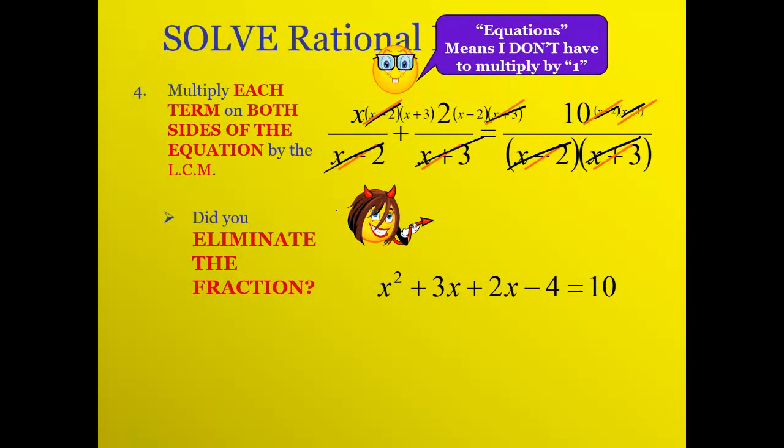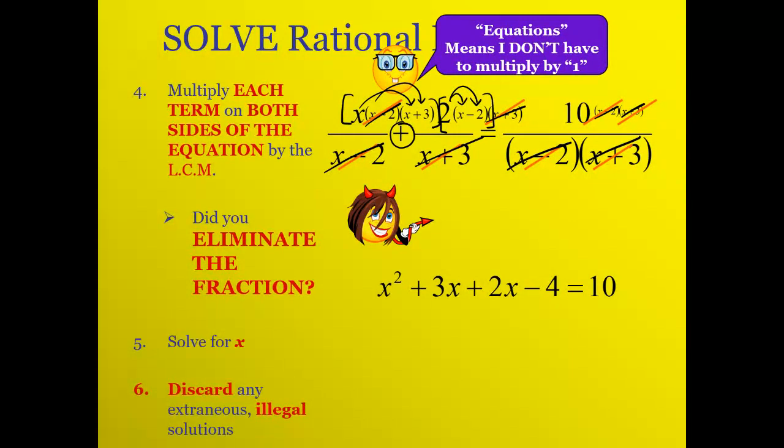So now we're just left with, well, how did I get to this? Let's back up for a second. x times x plus 3, right? Get that and distribute it. That gives me x squared plus 3x plus, right? So these go together and then these go together. That gets distributed. 2x minus 4 equals 10. And now it's an equation that you know how to deal with. It's no longer a fraction, right? We have the ability to do that. Now we can solve this for x and discard any extraneous illegal solutions.